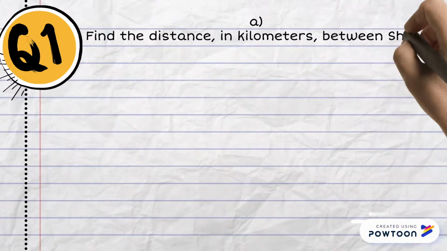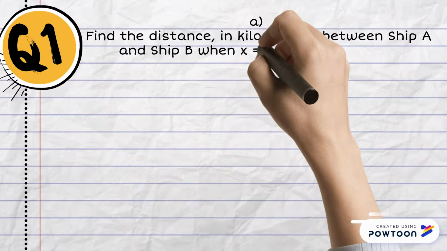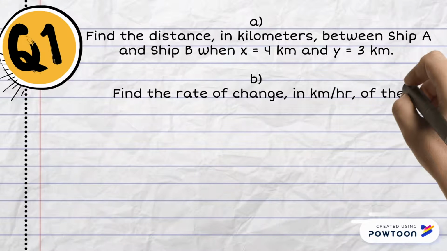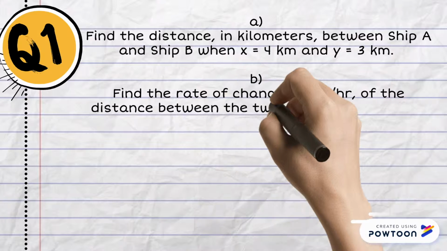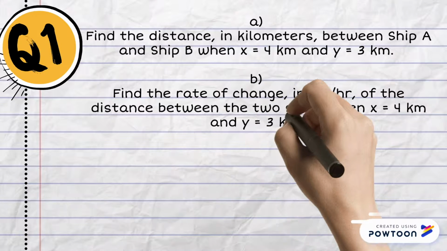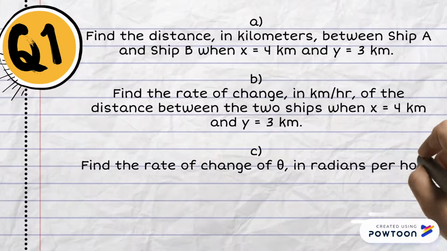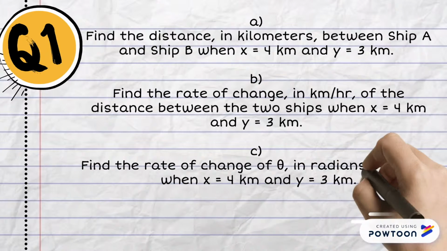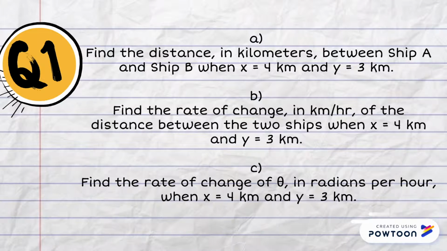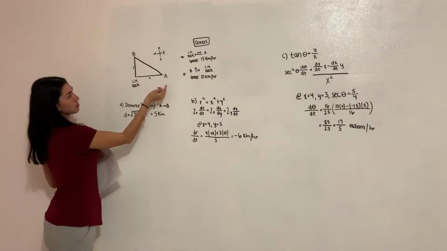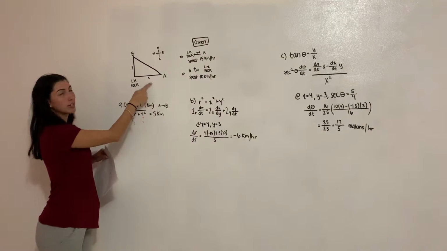Part A. Find the distance in kilometers between Ship A and Ship B when x equals 4 kilometers and y equals 3 kilometers. Part B. Find the rate of change in kilometers per hour of the distance between the two ships when x equals 4 kilometers and y equals 3 kilometers. And Part C. Find the rate of change of theta in radians per hour when x equals 4 kilometers and y equals 3 kilometers.